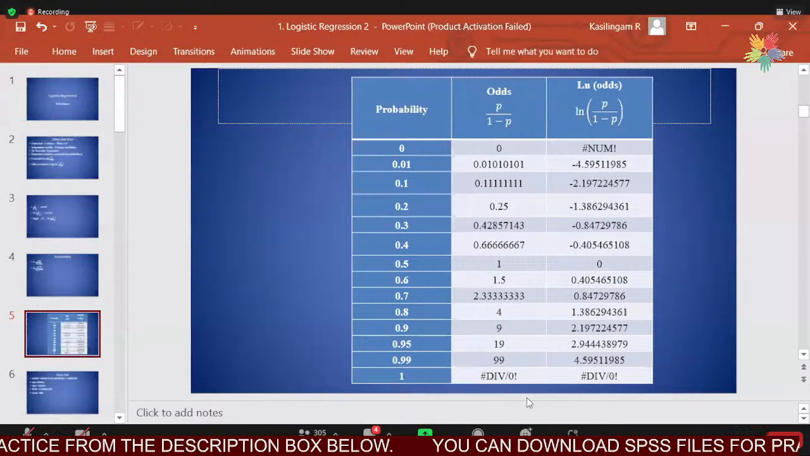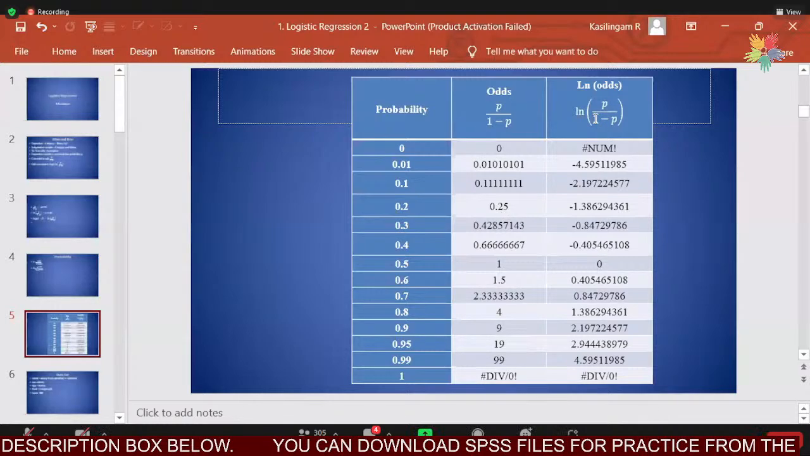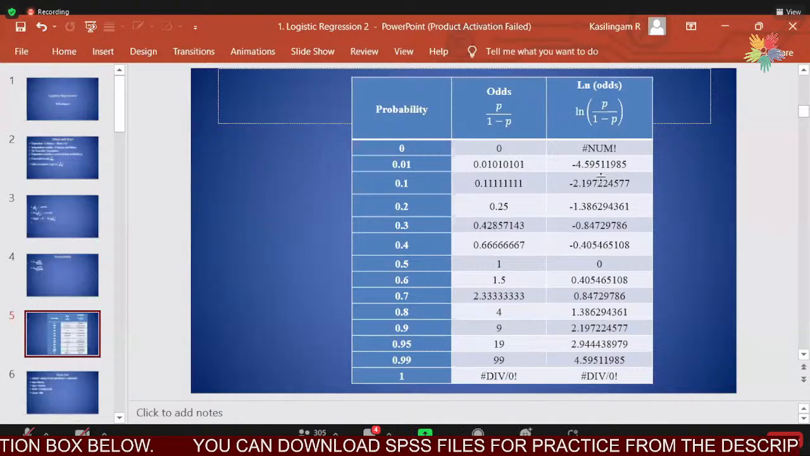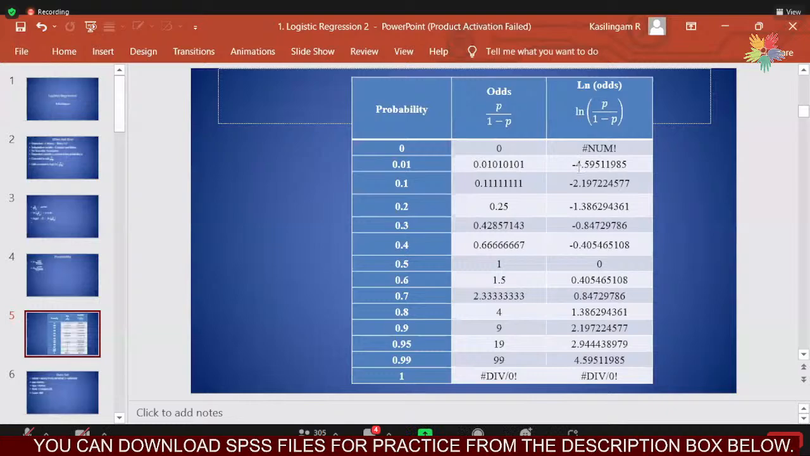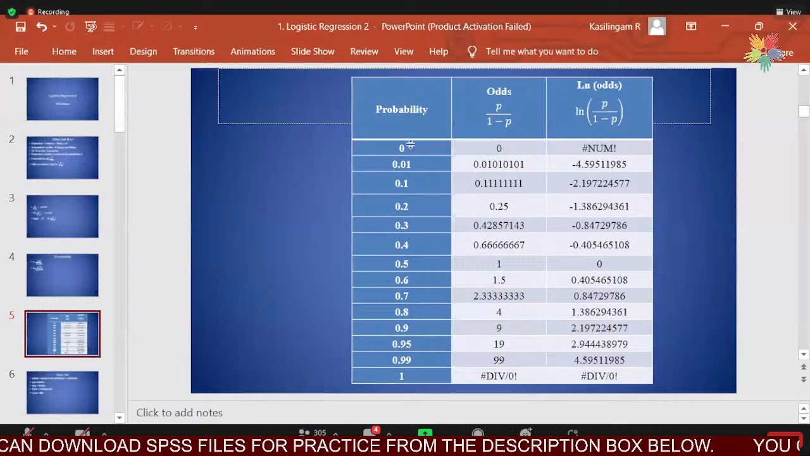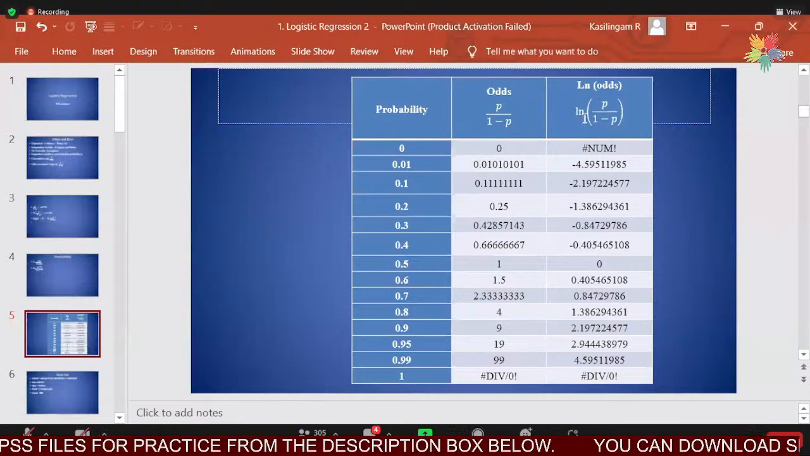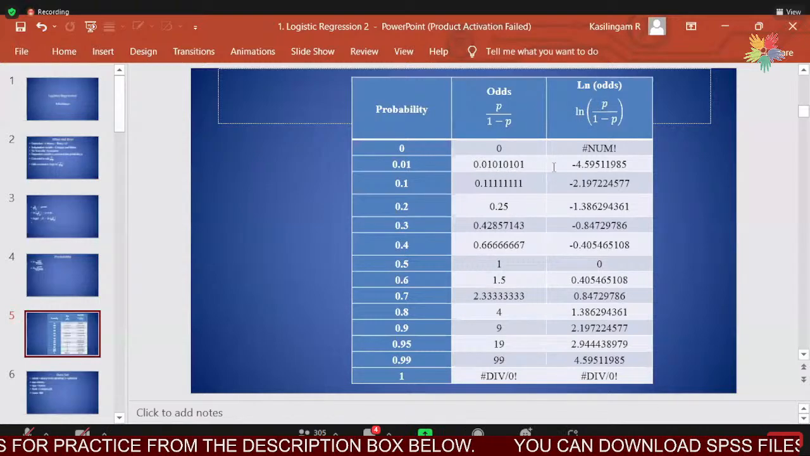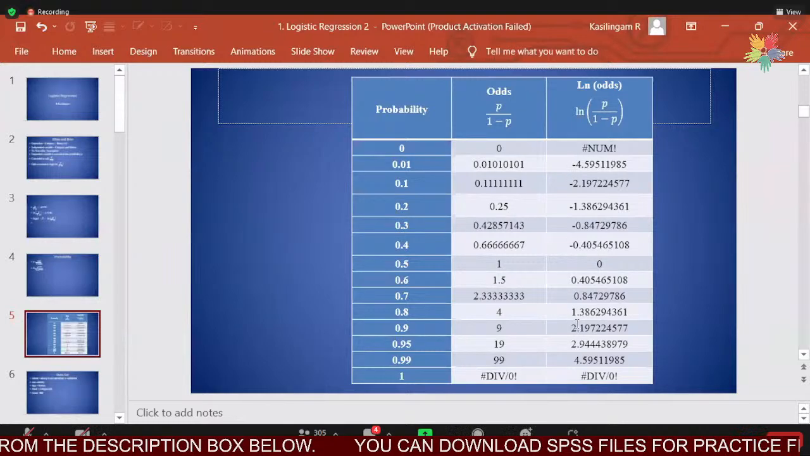So infinity it will go. So this also we cannot do. But when you take log, look at this one, from minus 4 to plus 4. See here how it is going. Minus 4 for a different probability. Probability divided by 1 minus probability. So when you take a log, it is ranging from minus 4 to plus 4, 5.